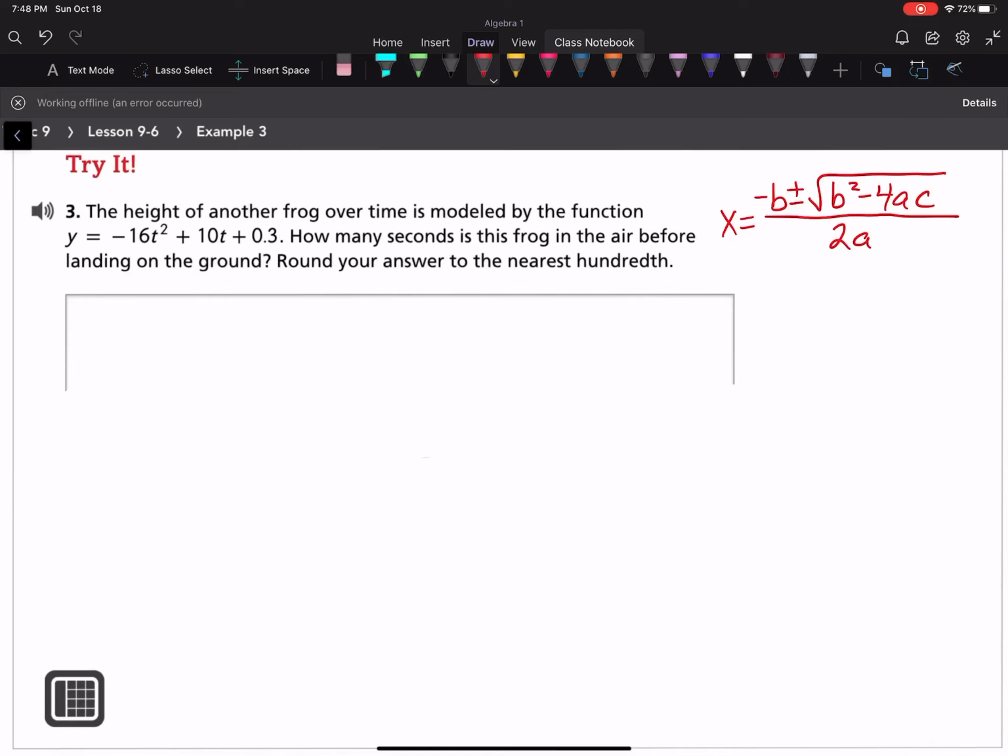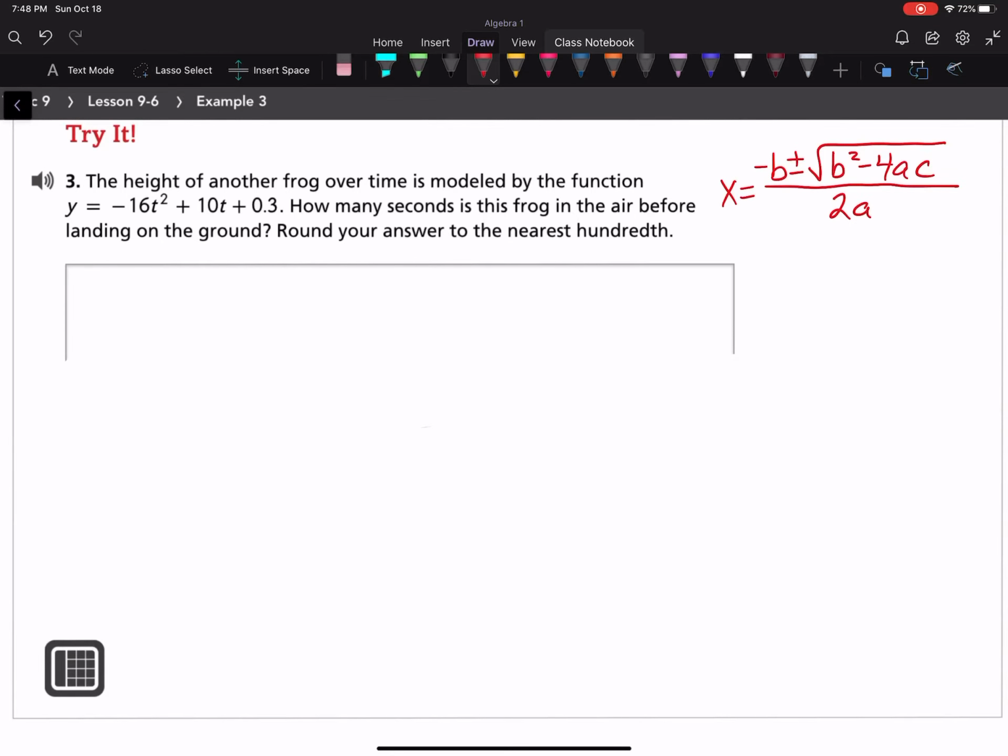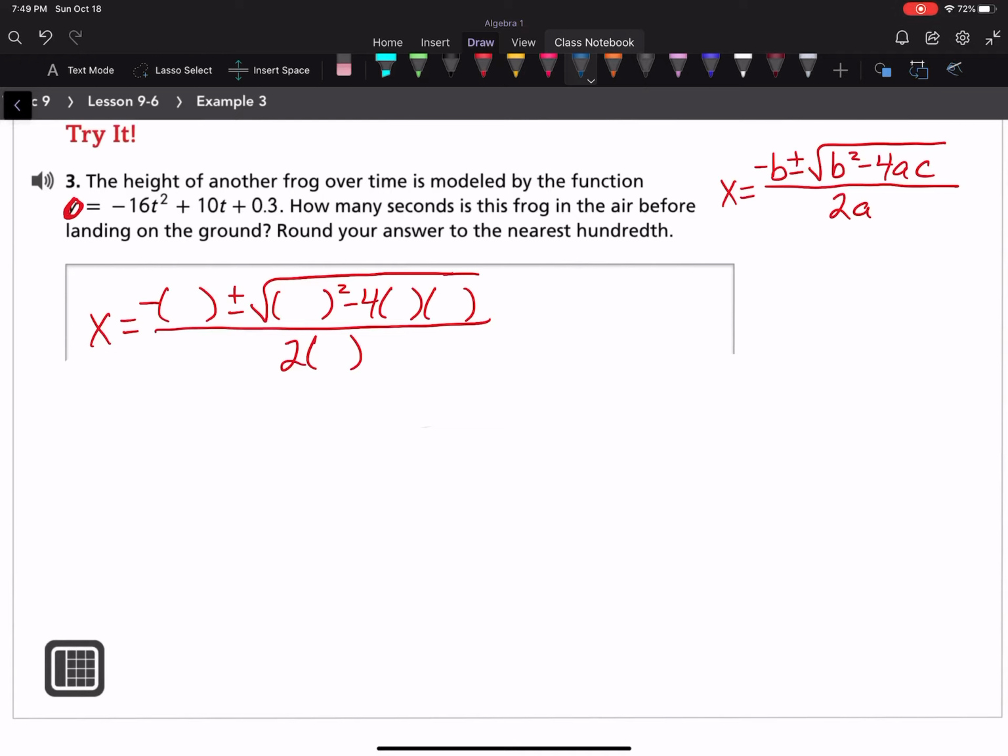So it's the same problem, it's just a different equation. So this time, again, we're going to let y be 0, and then we set it up. So x equals negative b plus or minus the square root of b squared minus 4 times a times c, all over 2 times a. And we plug in. So b is 10 in this problem. A is negative 16. Looks familiar. And c this time is 0.3. So pretty much the same exact problem, except c is 0.3 this time.